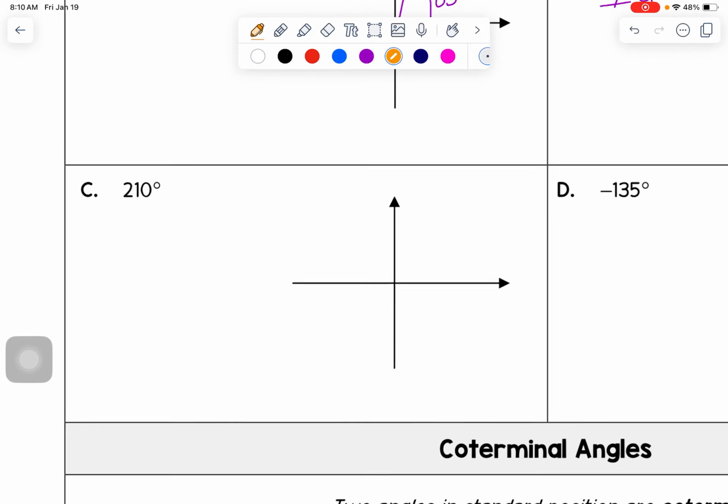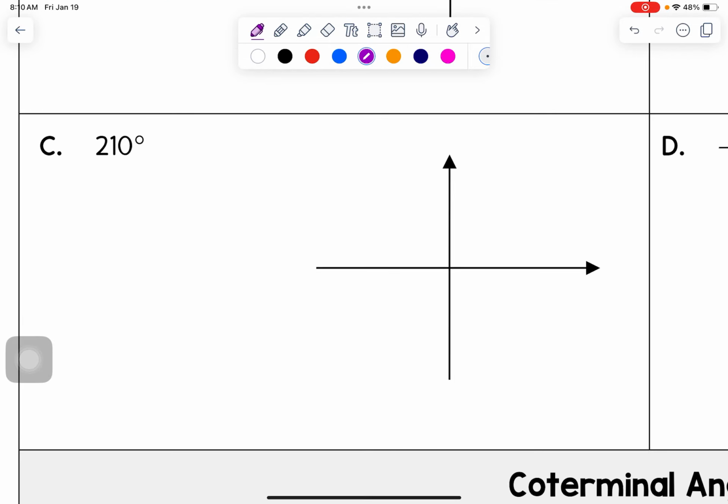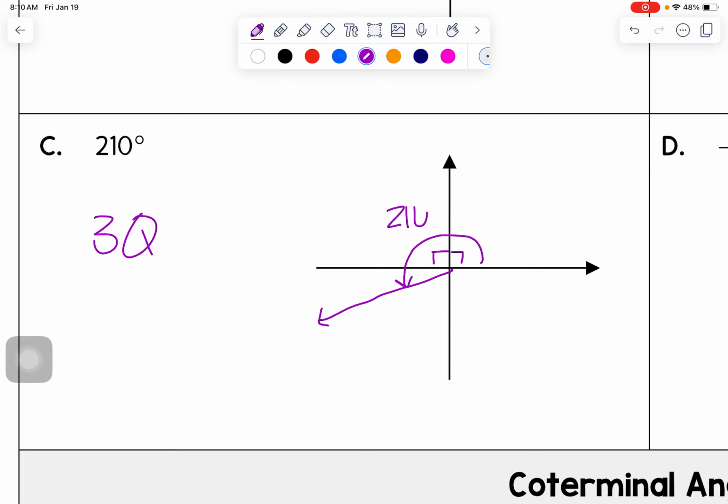All right, 210, that's a positive angle. Keep in mind here, we're going to go 90, we're going to go 180, and then 210 is going to be somewhere in the third quadrant. This is a third quadrant angle measure. So I'm going to draw my 210 as the whole angle. But then again, I want you to label that some other way. Some people might say, well, that's 30 past 180, so I'm just going to put a little 30 in there. And that works great.